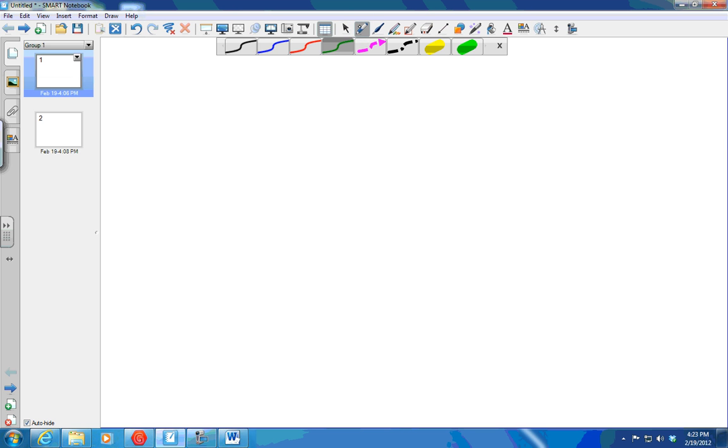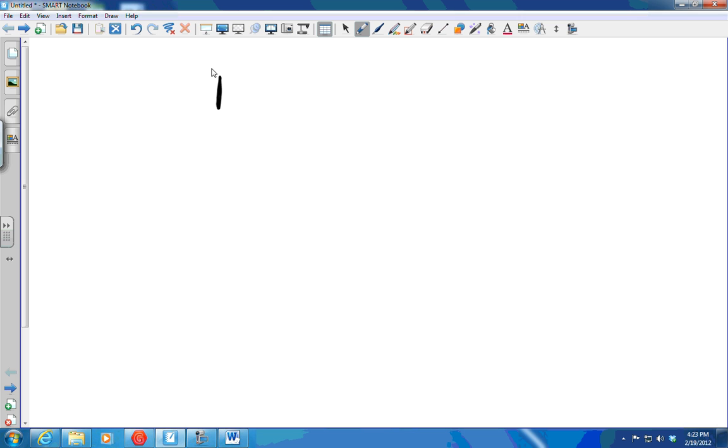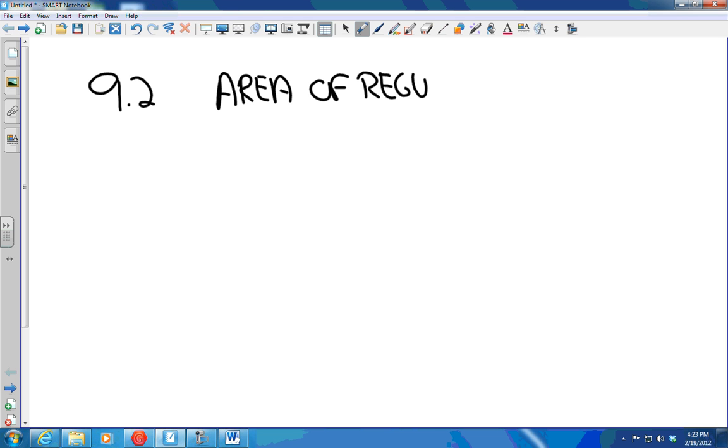Okay, let's look at the area of regular polygons. This is 9.2, area of regular polygons.